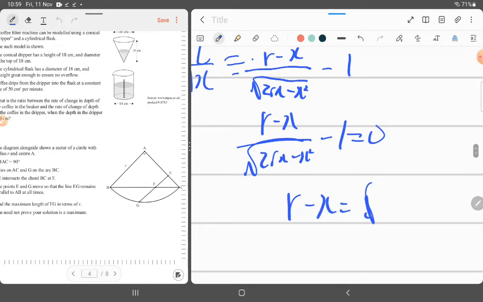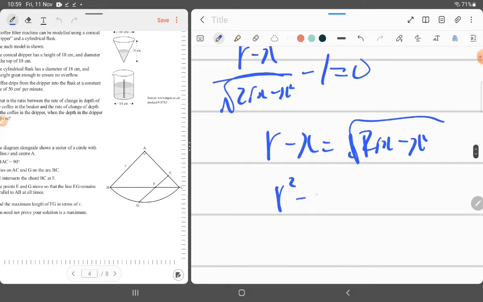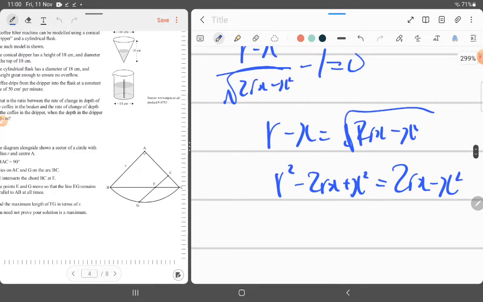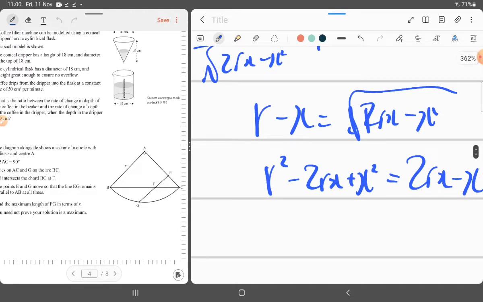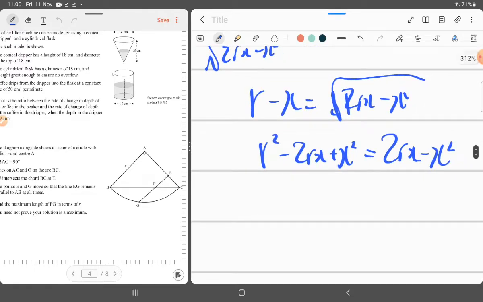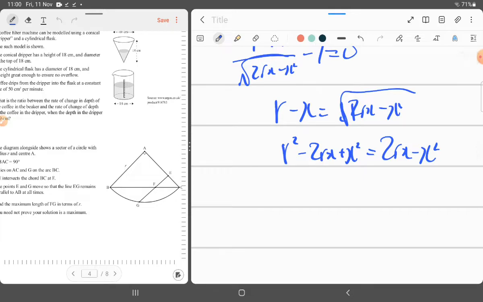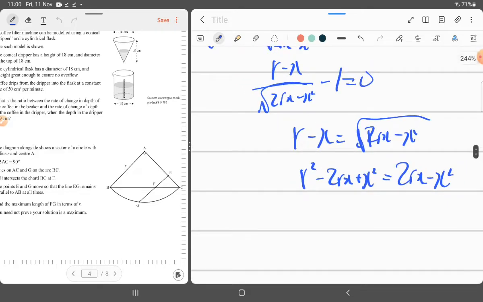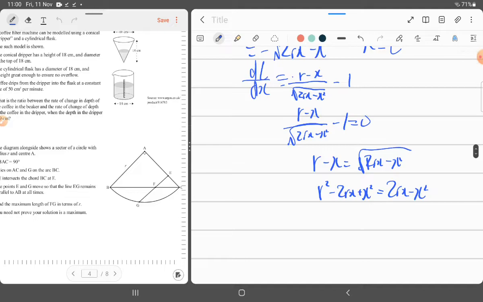Minus x is equal to square root of 2rx minus x squared. r squared minus 2rx plus x squared is equal to 2rx minus x squared. It should be... did I go wrong somewhere? Let me check.